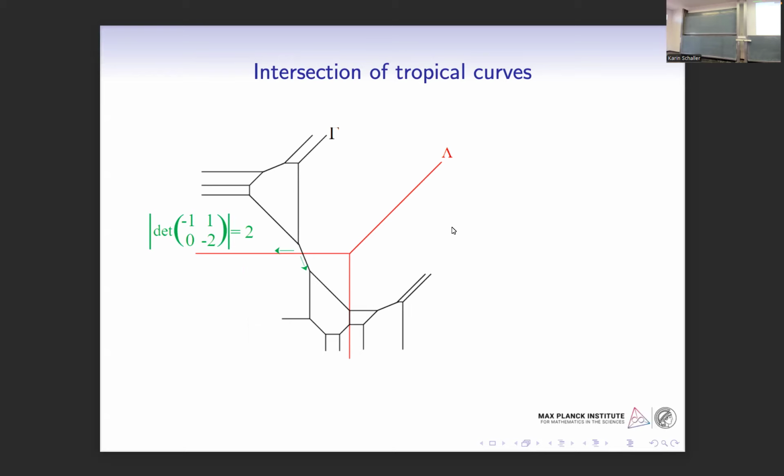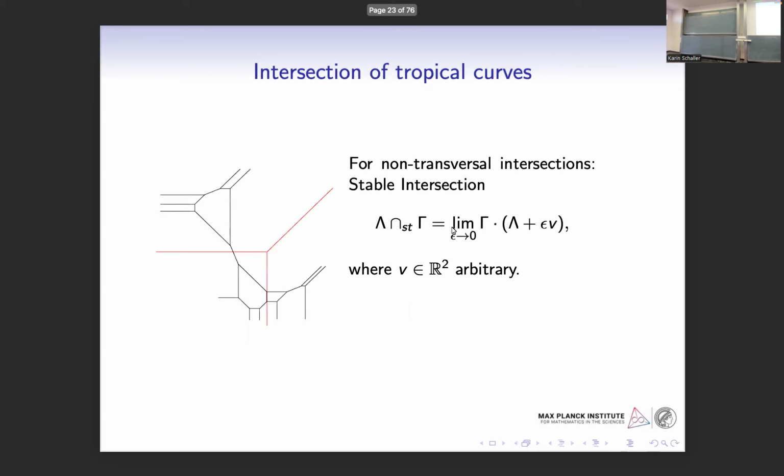So what about the other case? In the other case, I don't have a transversal intersection. I have this whole line segment intersection. So what we do here is what's called stable intersection. This formula you also saw on Monday on the blackboard. We take our line lambda, we perturb it a little bit so that we get transversal intersections, then we compute the multiplicity, then we take the limit of epsilon to 0, and that way we get the intersection multiplicity.